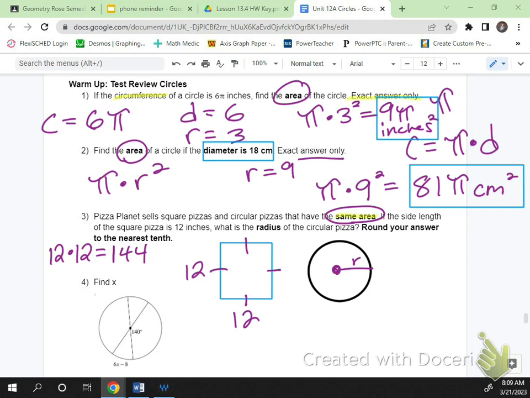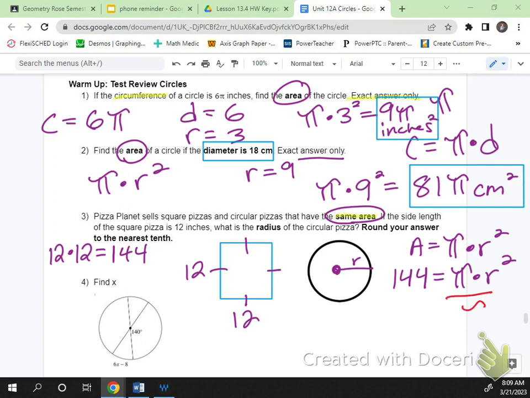What do I do with that now to figure out the radius of the circle? You do the backwards. We are going to work backwards. I know the area of a circle is A equals pi times r squared. What am I going to replace A with? 144, because we know the area is equal. Now we're going to solve. What should I undo first? I want to get r alone.